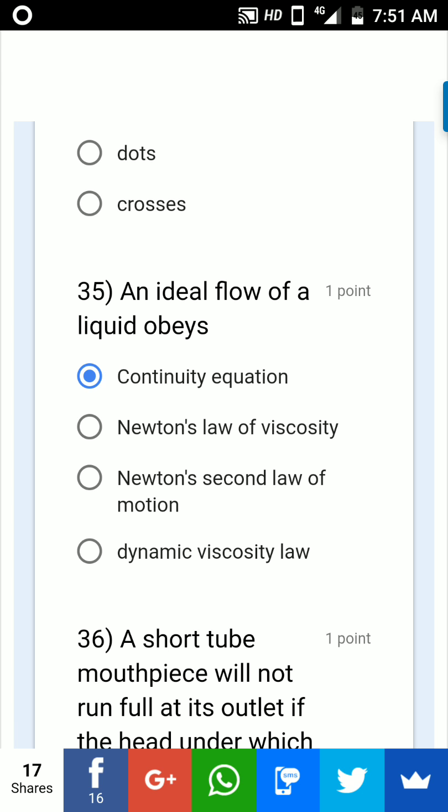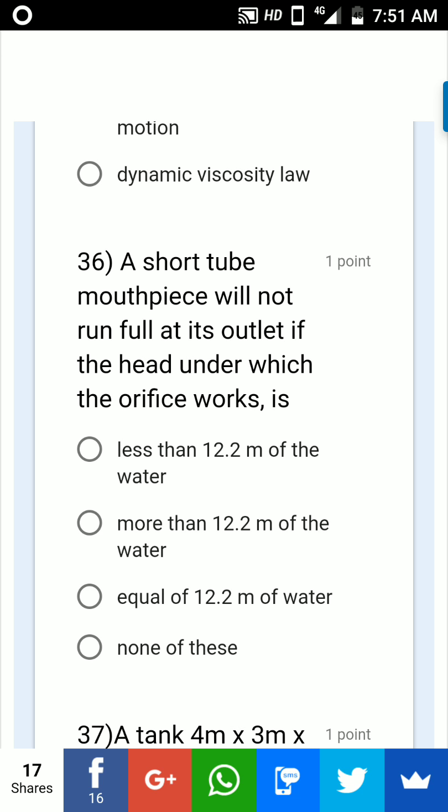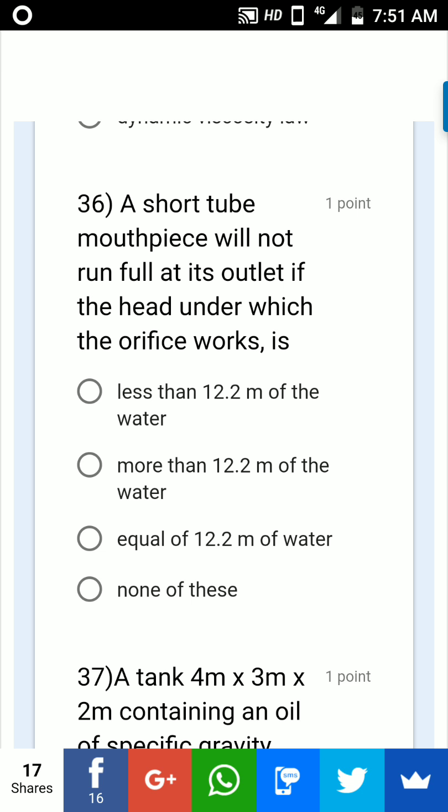An ideal flow of a liquid follows the continuity equation. A short tube mouthpiece will not run full at its outlet if the head under which the orifice works is more than 12.2 meter of water.